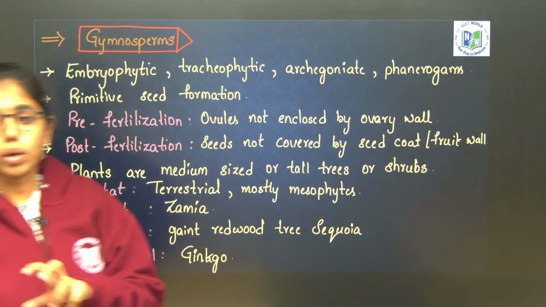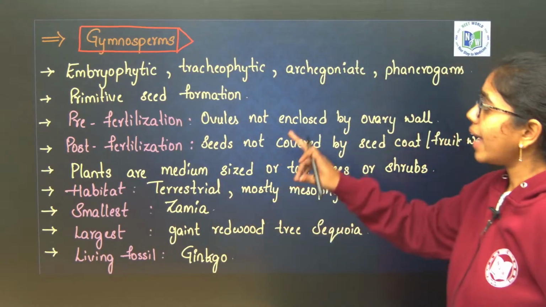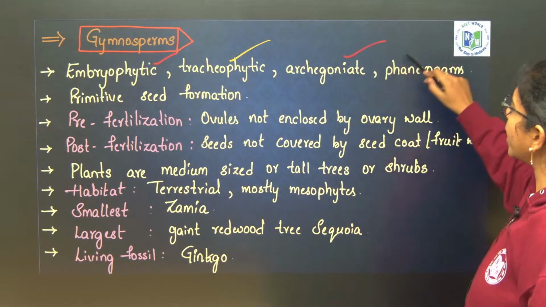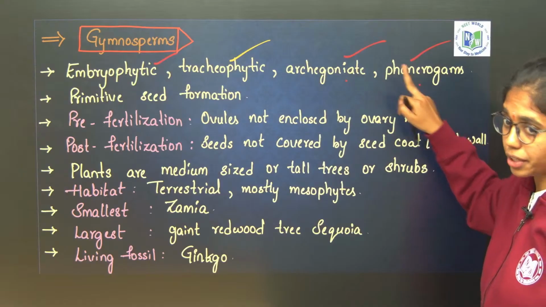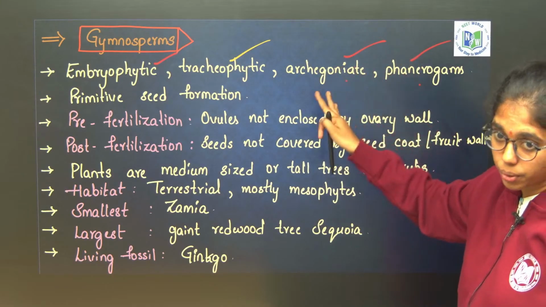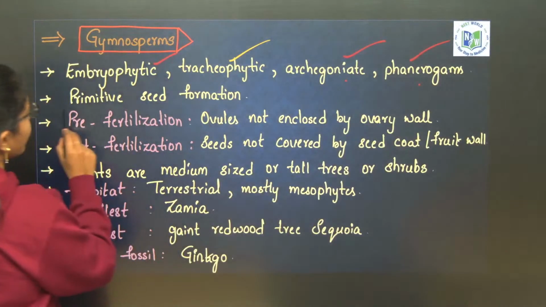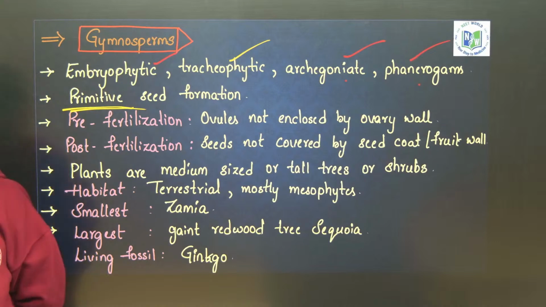So yes, looking into the Gymnosperms, first let us look into the general characteristics. They are embryophytic, tracheophytic, archegoniate phanerogams, archegoniate flowering plants. Here the female sex organ is archegonia only. They are majorly known for primitive seed formation.